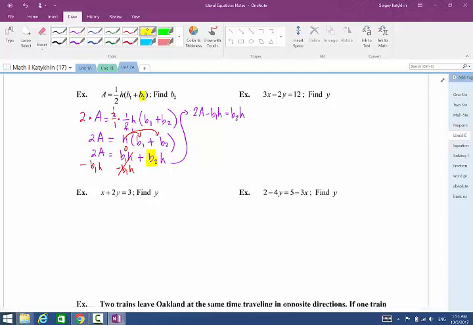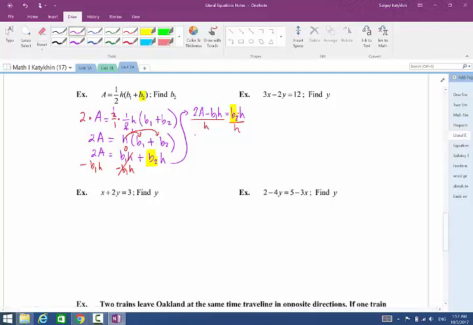Again, don't lose sight of what you're solving for. You're solving for b sub 2. What's keeping b sub 2 from being all by itself? You're multiplying it by h. So we're going to go ahead and do the inverse operation of that. Divide by h.